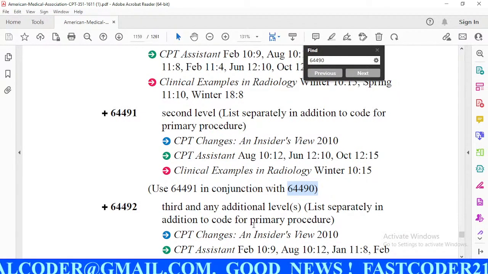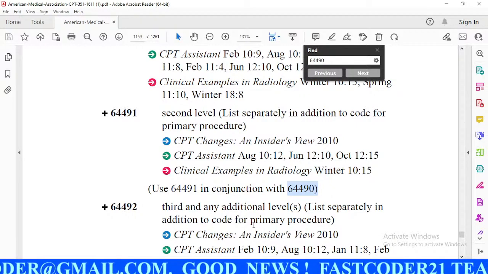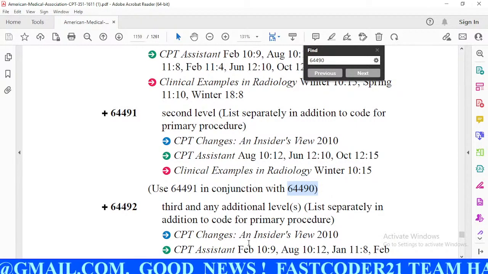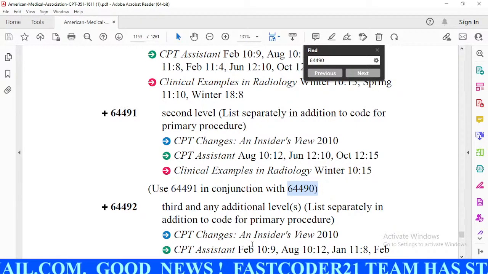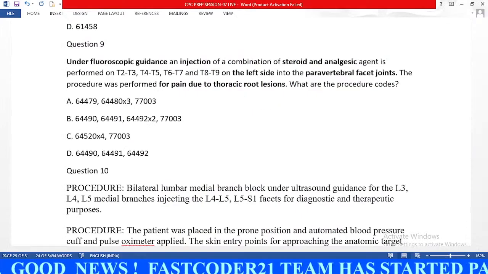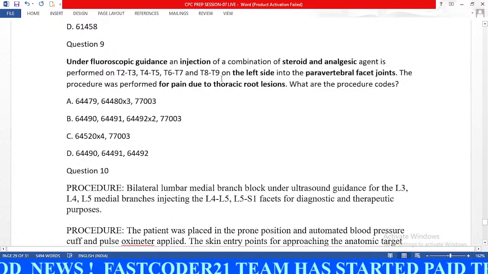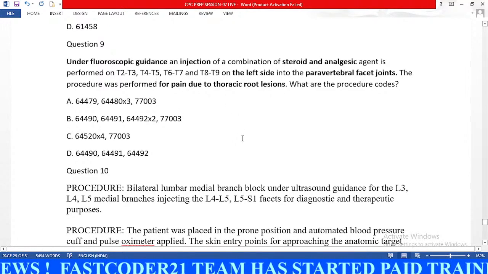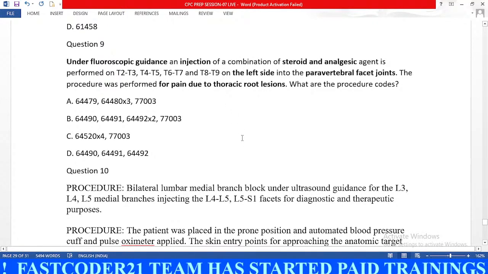For example, if the patient has 5 levels, how do you code? Just write the answer in the chat box. So here in this question we have 4 levels. What if the patient has 5 levels? How do you code? Write in the chat box.